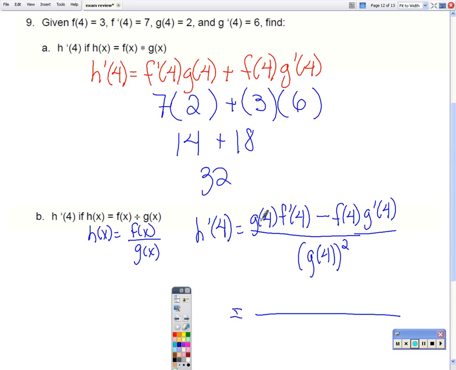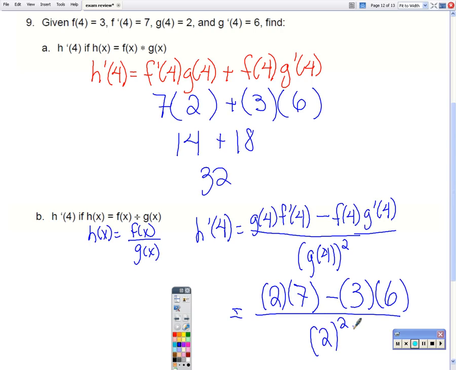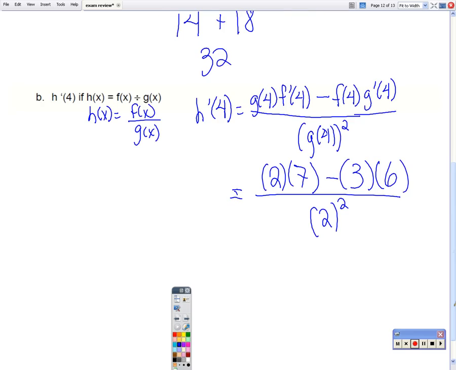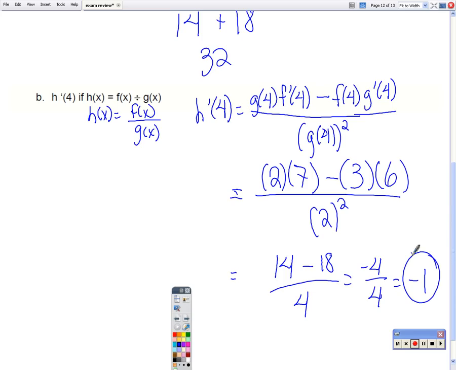Okay, so g of 4 is 2. F prime of 4 is 7. F of 4 is 3, and g prime of 4 is 6. Now g of 4 is 2, so here we're going to have 2 squared. So to simplify, 14 minus 18 divided by 4, that gives us negative 4 over 4. And we get negative 1 as our answer.